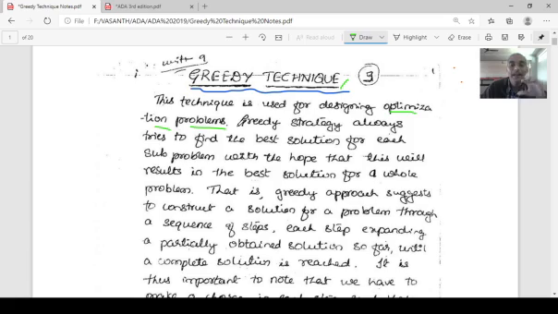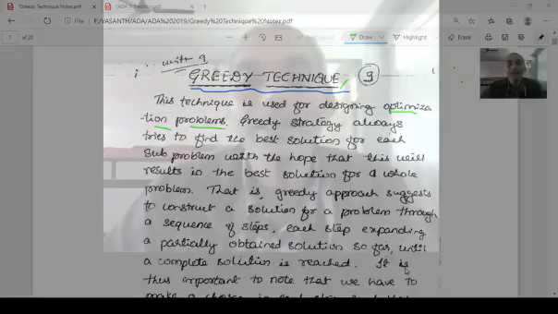All these optimization problems will have some set of constraints, and you are supposed to satisfy those constraints. So what do we mean by a constraint?